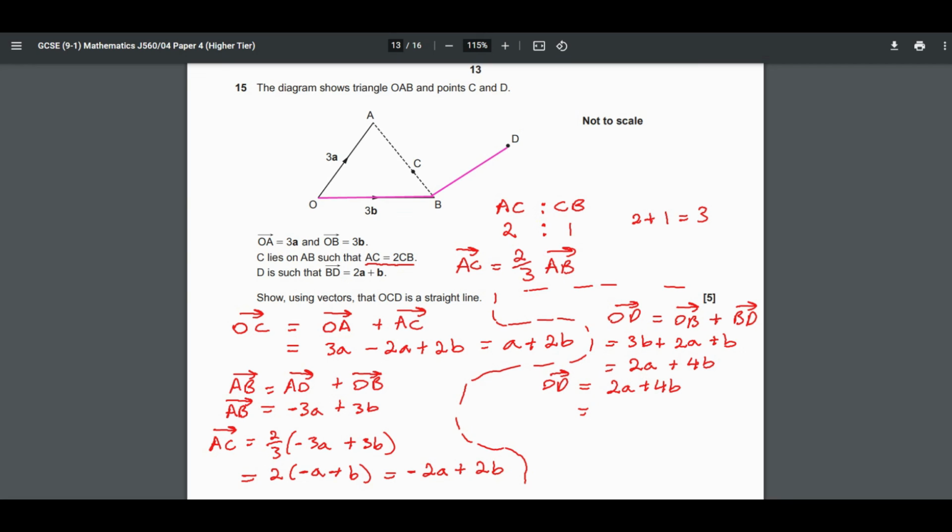If we factorize that, we can take a 2 out. So we have now 2 times a plus 2b. So if O to D is this, and we found out that O to C, which is within that longer line, is a plus 2b, then OCD is a straight line, because O to C is a factor of O to D. If you times O to C by 2, you get O to D, meaning that they are in a straight line.